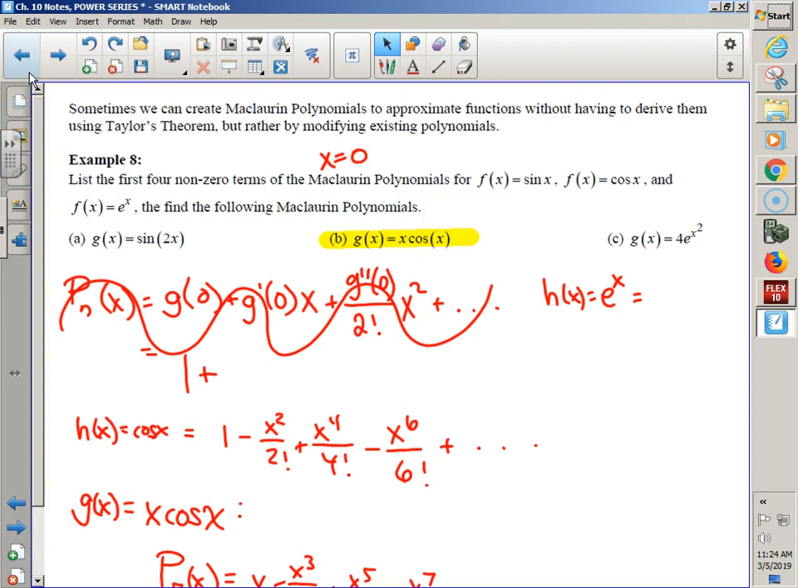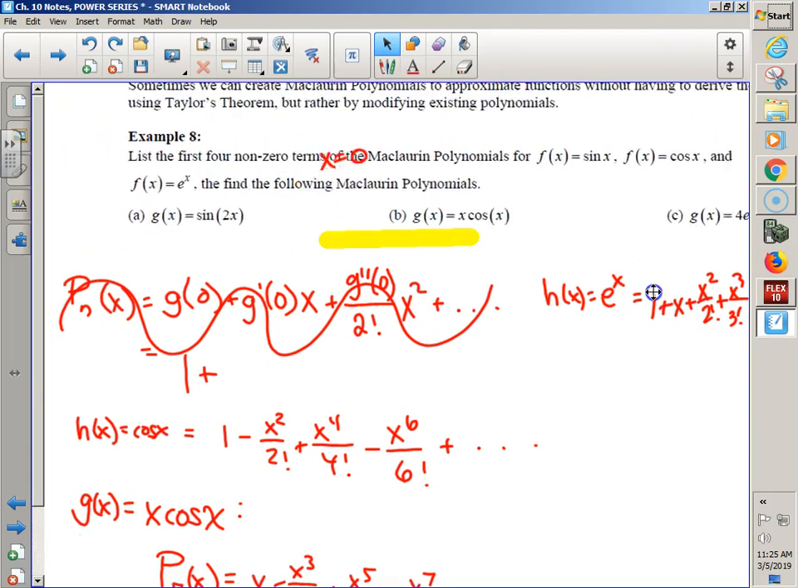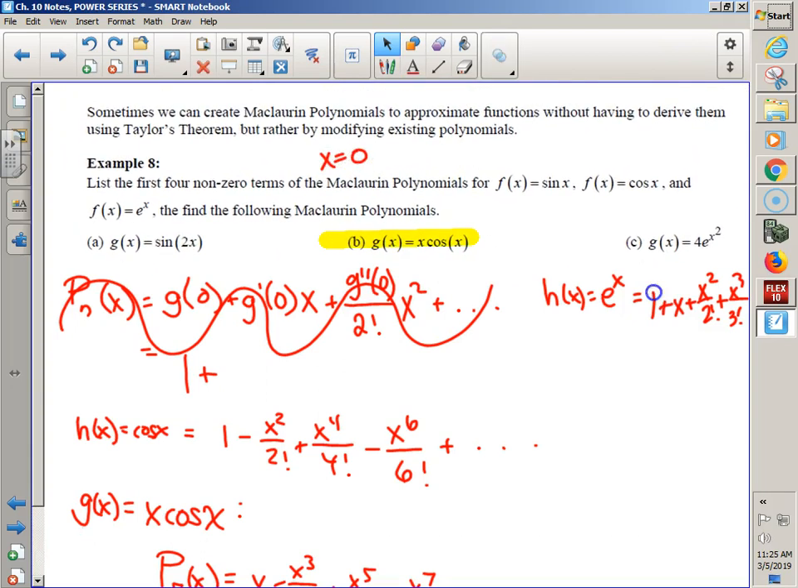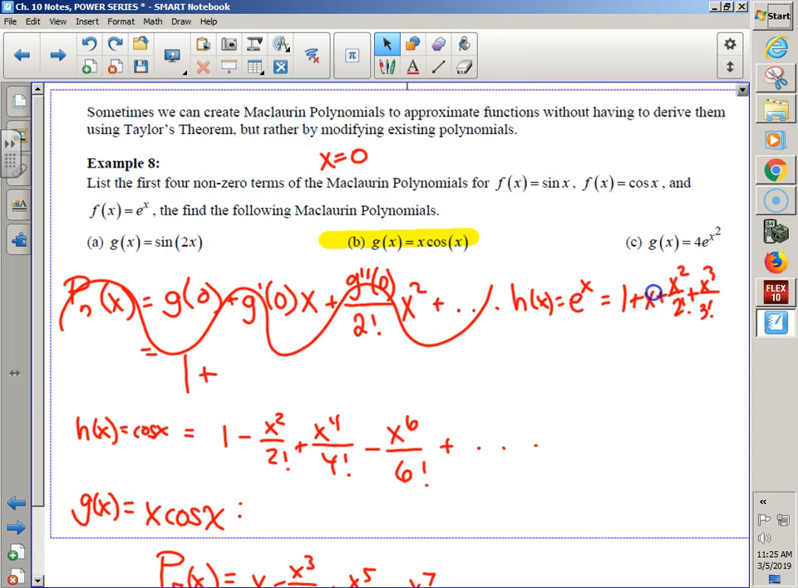But guys, how easy is this one then? E to the x, what is its special Maclaurin series? 1 plus x plus x squared over 2 factorial plus x cubed over 3 factorial. That was kind of nice. And why is it so nice? Because the derivative of e to the x is e to the x. Is anything changing when you take derivatives? No. Your prime, prime, prime, prime is the exact same, but this isn't what we need. What do we need?